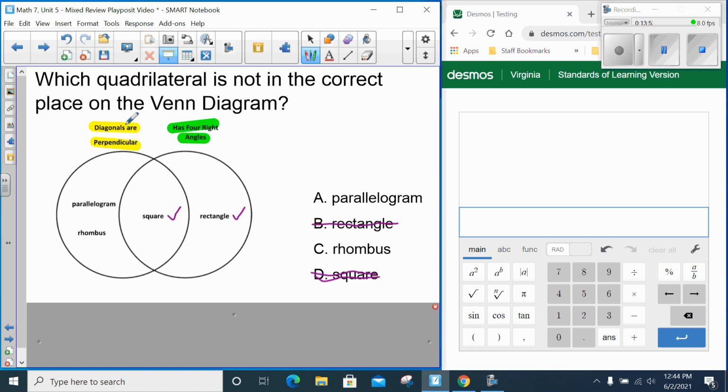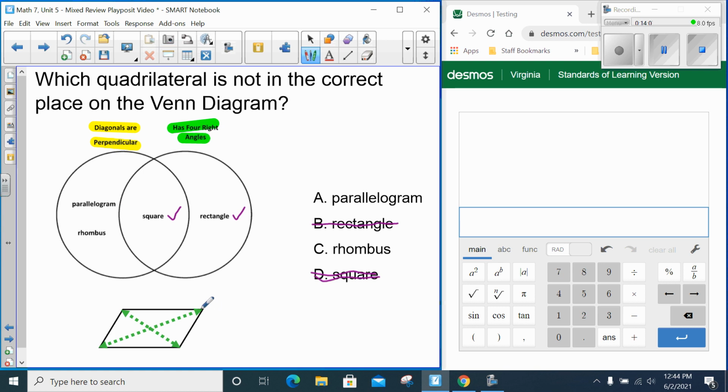The trait we're looking at is that diagonals are perpendicular. When I think about a parallelogram and I think about its diagonals, I do not think that they are perpendicular. I don't think a parallelogram's diagonals cross at 90 degrees. Here's a picture of a parallelogram, and the diagonals are drawn for you in green. Looking at this angle here and the angle across from it, they are obtuse. They are much bigger than 90 degrees. Looking at this angle here and this angle across from it, they are both acute angles. They are much smaller than 90 degrees.